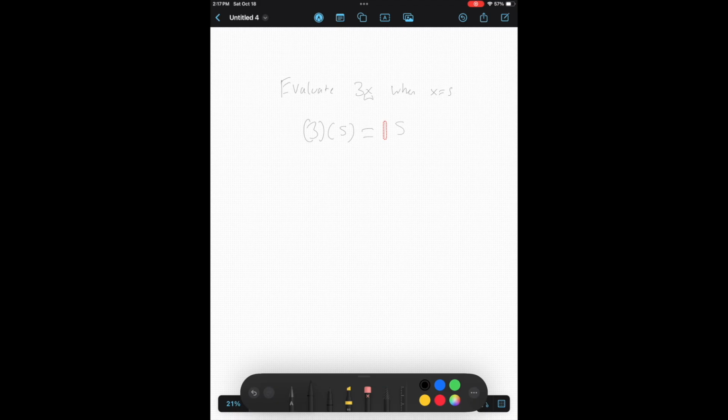Anyway, these kind of problems are just going to be called evaluating expressions. So what they're going to do is give you some sort of variable, and you'll just have to evaluate it at some certain number. So I'll give you one more practice problem, and then we will move on.